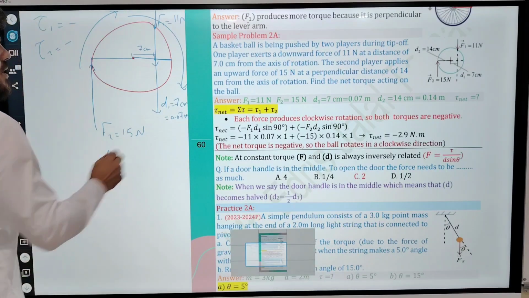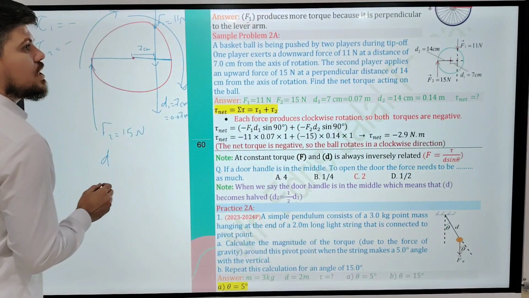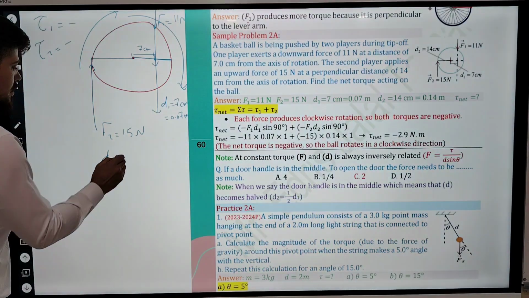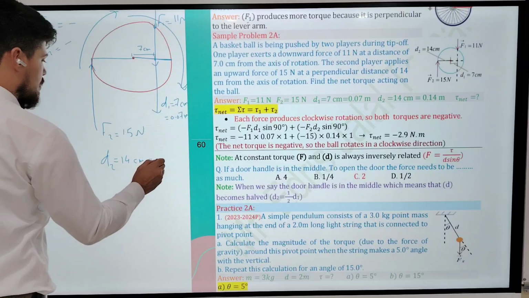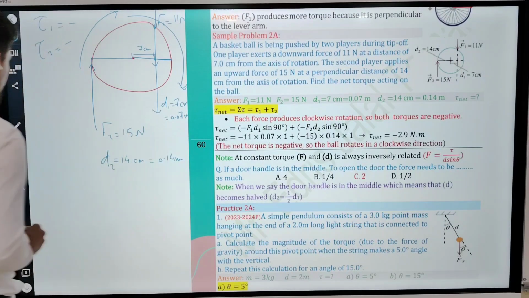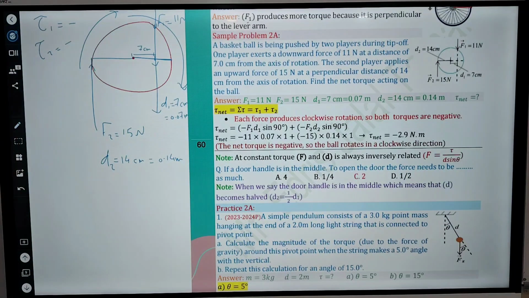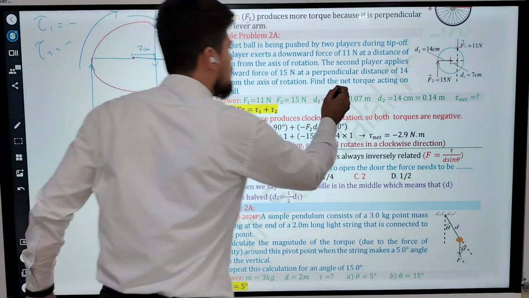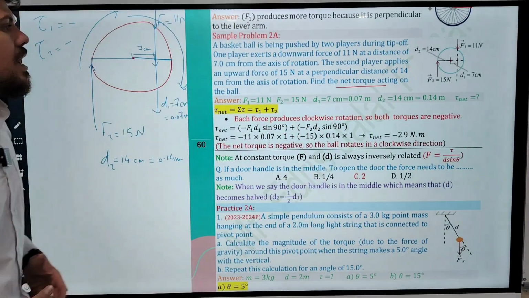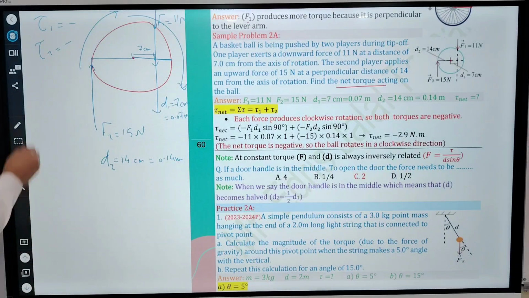Absolutely F2. Why? Because the question says D2 is equal to what? 14 centimeter. Okay? Which is equal to 0.14 meter. How many torques do we have? We have 2 torques. So in that case, we have to find what? The net torque. Why? Because we have more than 1 torque.